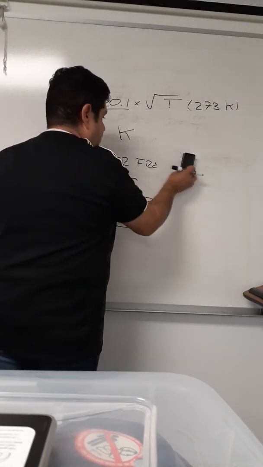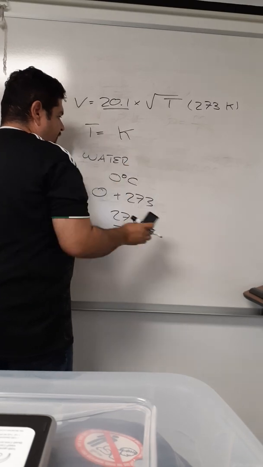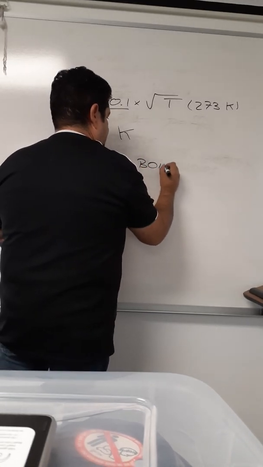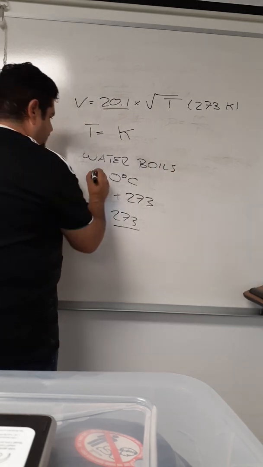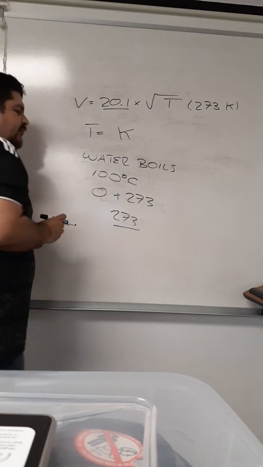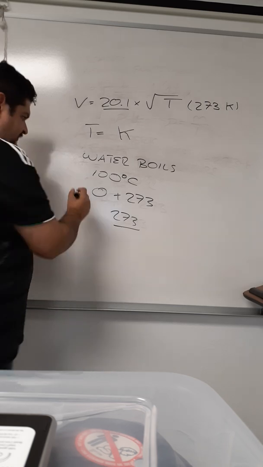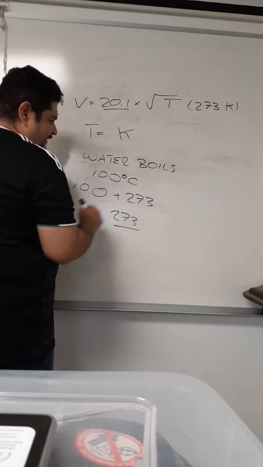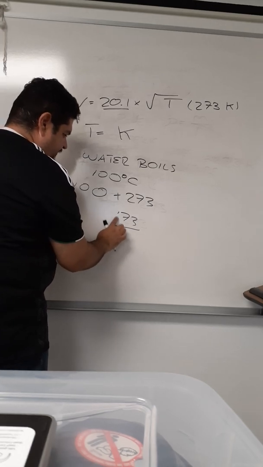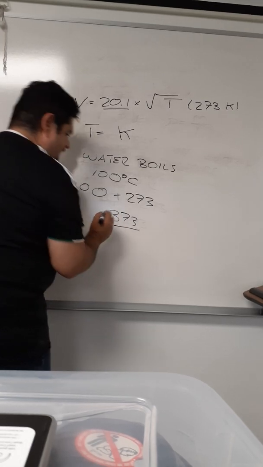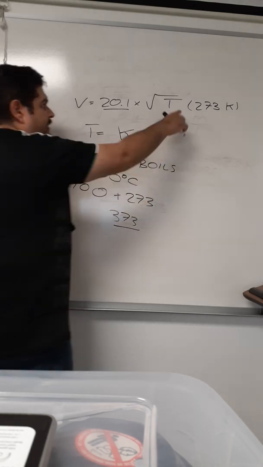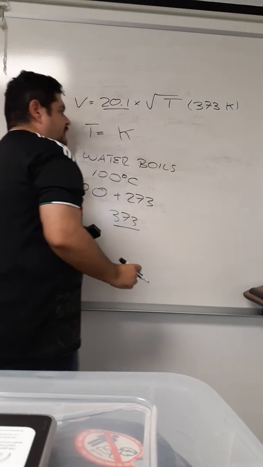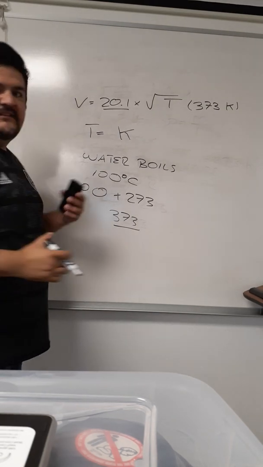Another hint or case scenario is an environment where water boils. Boiling water, and that's 100 degrees Celsius. So same thing, you grab that 100, add it to 273, and that is 373, and that's the number that is going to go over here.